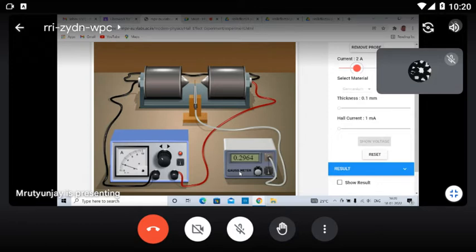Okay, by changing all current, you have to note the Hall voltage. Got it or not? For table 1, 3 and 5, this current through solenoid should be 1 ampere, and for table 2, 4, 6, this current should be 2 ampere. Okay, you have to change it accordingly.